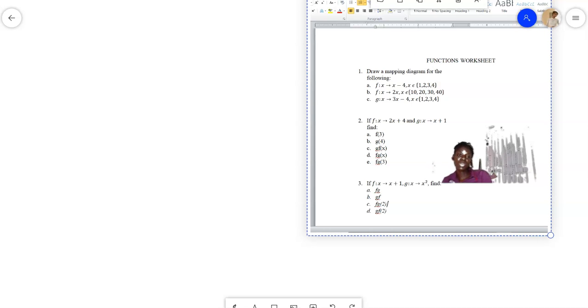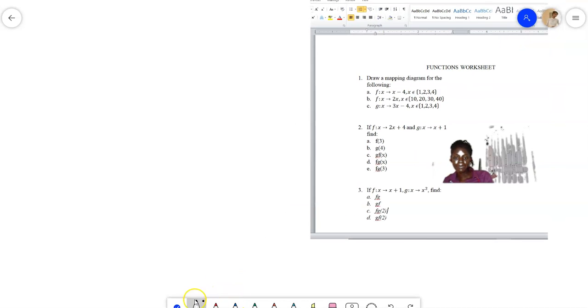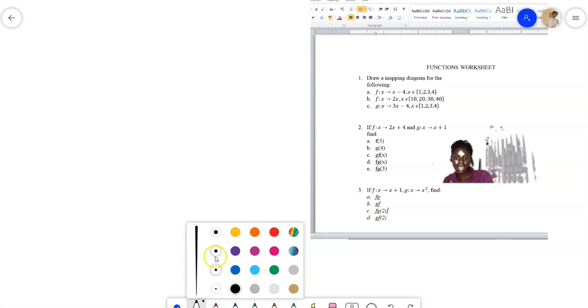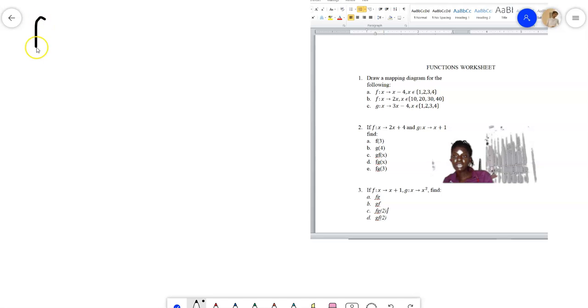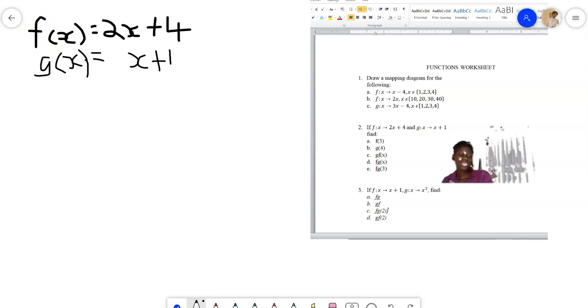So let's look at number 2. It says if f is such that x maps to 2x plus 4 and g is such that x maps to x plus 1, find f of 3, g of 4, etc. Alright, so let's get the pen and let's get to writing. So it says f of x is 2x plus 4 and g of x is x plus 1.